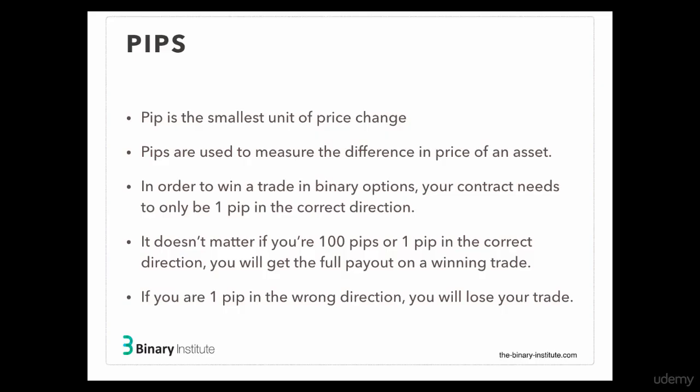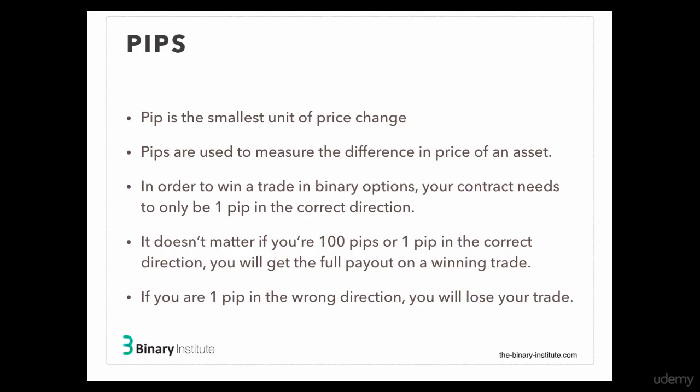Now, in trading, we speak in terms of pips. A pip is the smallest unit of price change, and pips are used to measure the difference in the price of an asset. In binary options, it does not matter if you are 100 pips in the correct direction or just 1 pip in the correct direction. As long as you're at least 1 pip in the correct direction, you will win your trade and you will be in the money, as we say in binary options. You will receive the full payout, the full return on your investment with 1 pip.